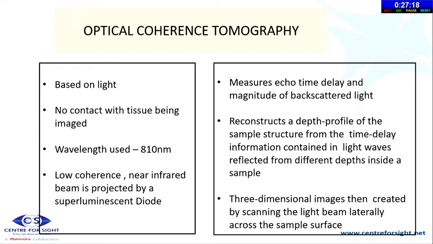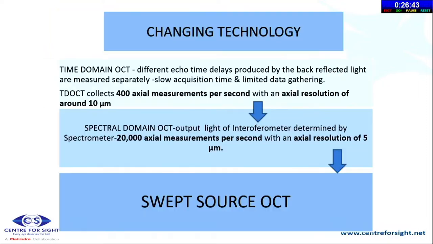What is it measuring? We're throwing in light, and that light is getting reflected back. There is a delay in the reflection of light, called echo time delay. And then you are also looking at the backscattered light. Because of this backscattered light, the software is able to reconstruct a depth profile of the tissues which we are seeing. Therefore, we can make out various depths of tissue, reconstruct the entire structure and construct a three-dimensional image.